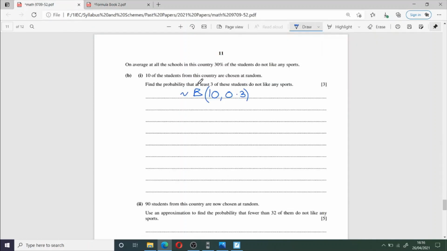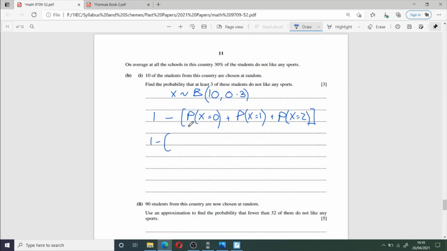We want to find the probability that at least 3 of them do not like any sports. So that means the probability of 3, 4, 5, 6, 7, 8, 9 and 10 all added up. An easier way to find that is going to be 1 minus the probability of x equals 0. Let's call this x. X equals 1 and x equals 2. So that's what we'll do.